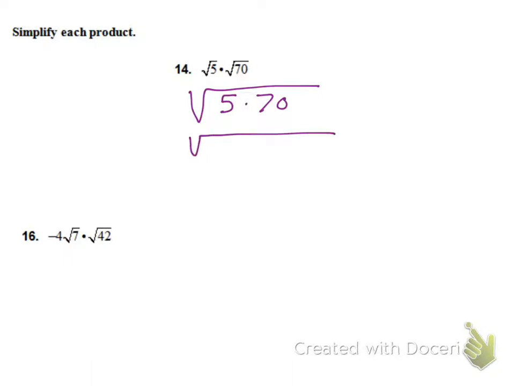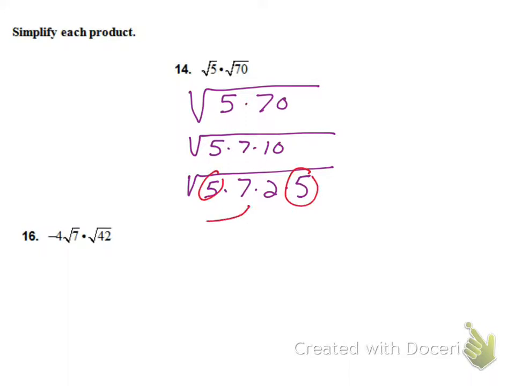So I'll just continue my radical. 5 times, and then I know this would be 7 times 10. I can't break down 7, but I can break down 10. So I would have 5 times 7 times 2 times 5. And I can't break down any of these numbers anymore. So once I'm done breaking these down, I have a pair of 5s. So this pair of 5s is going to go on the outside, and your final answer is going to be 5, and then 7 times 2 is 14.